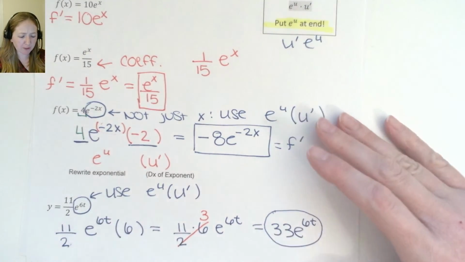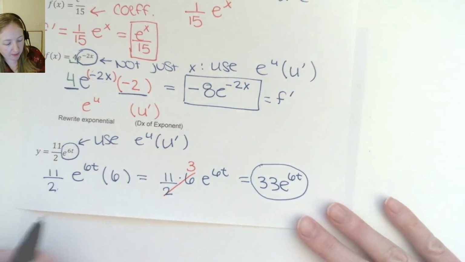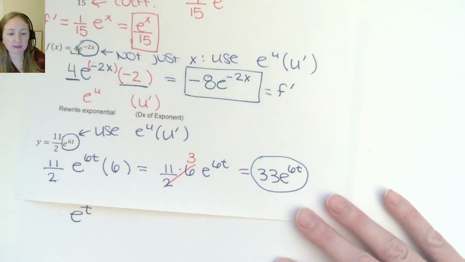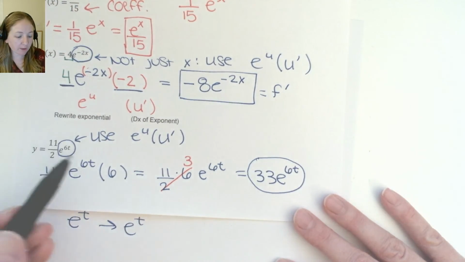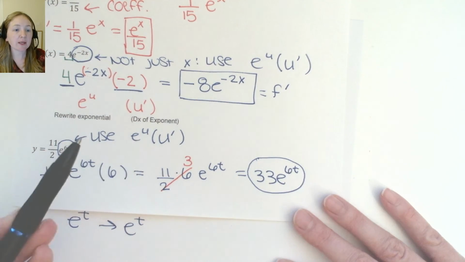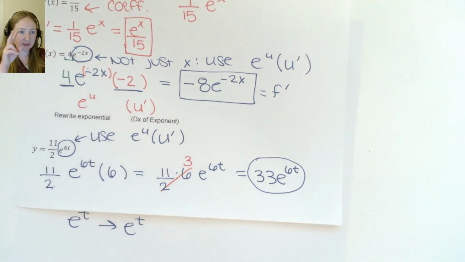One thing I also want to mention about this is that if you were taking the derivative of e to the t, it would just be e to the t. So the reason why we're using this e to the u rule is because it's something besides just x. It's something besides just one variable raised to the power of 1.